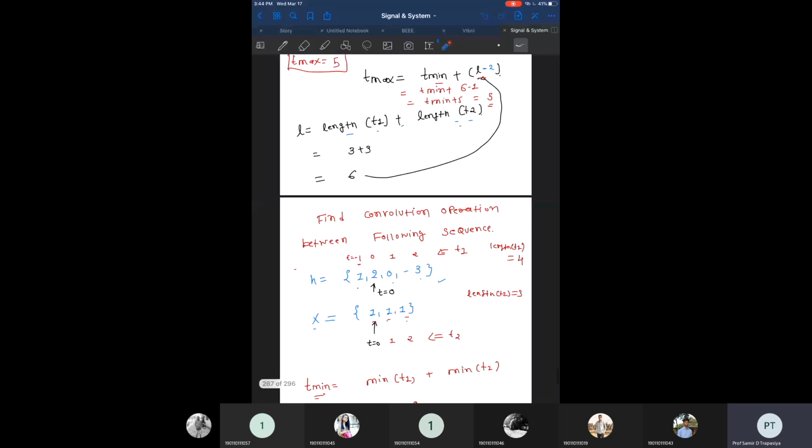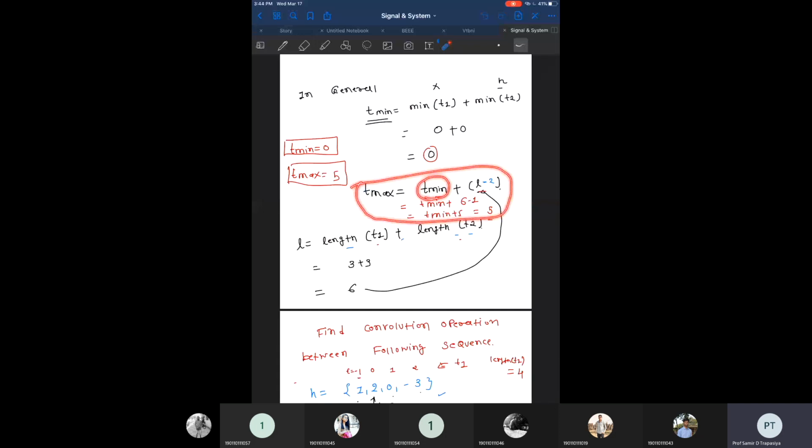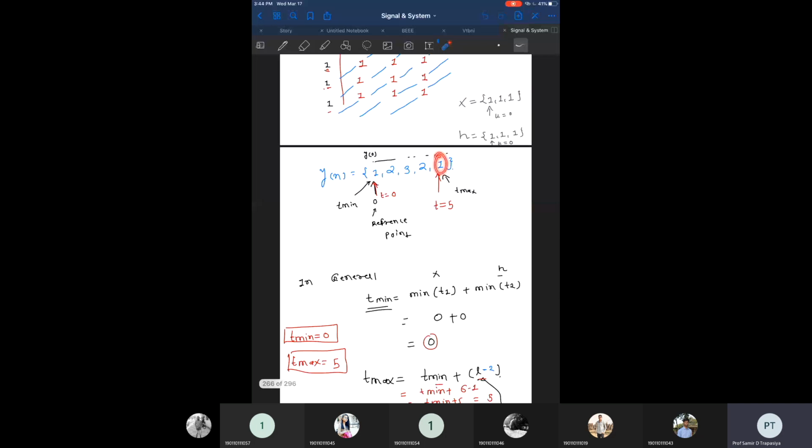So in this case it is 5. It means T maximum is the point at which the last value of signal y of n is located, and T max point we have identified as 5 over here, right? So that we can do. Then we have gone through a few examples.